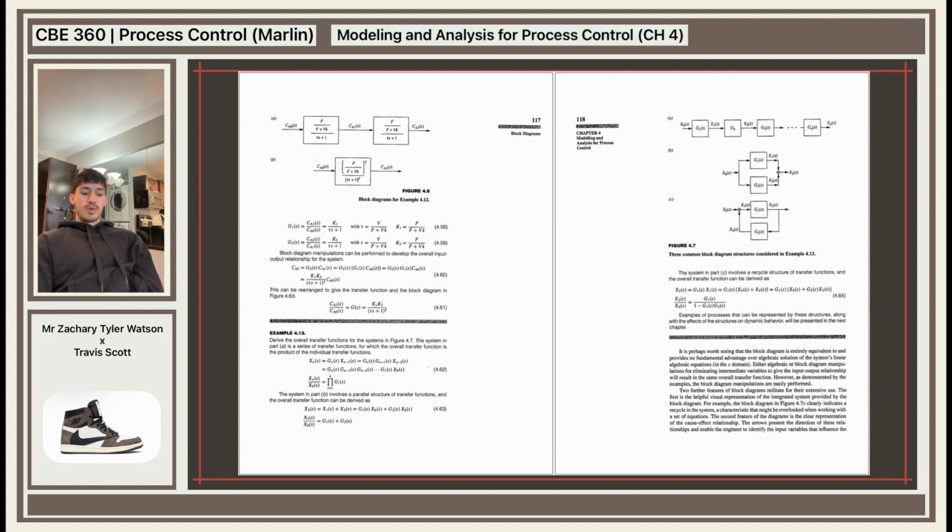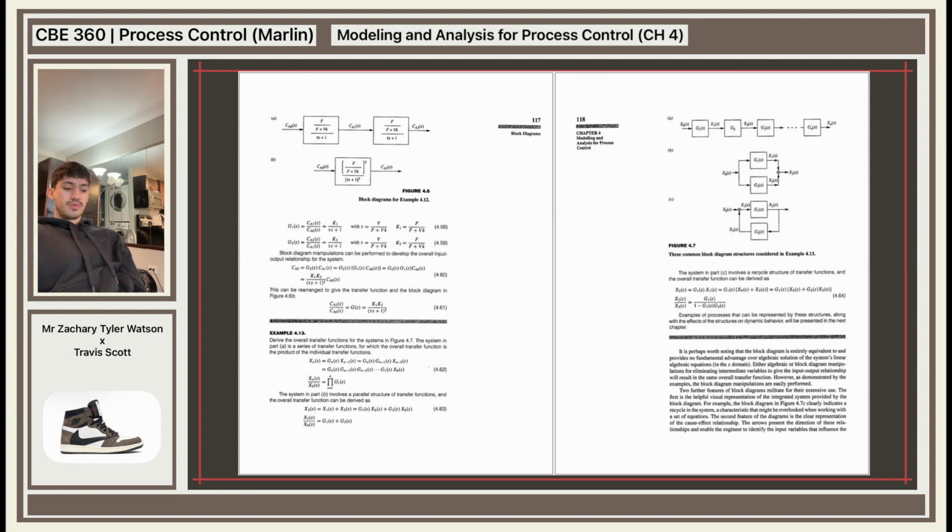Let's look at example 13. Provide the overall transfer function for the system in figure 7. The system in part A is a series of transfer functions for which the overall transfer function is the product of the individual transfer functions. We're saying that the overall transfer function is the product of the individual transfer functions, and this does not make any sense to me. Namely, it doesn't make any sense because we have no indication of y or x. We only have variables of x shown here.